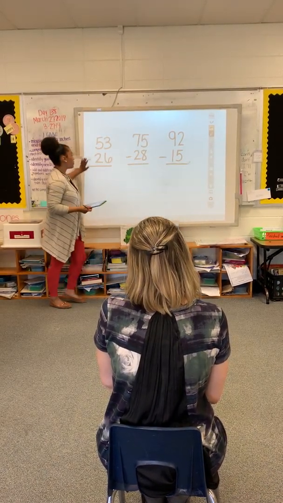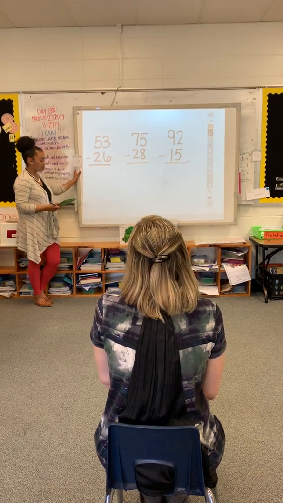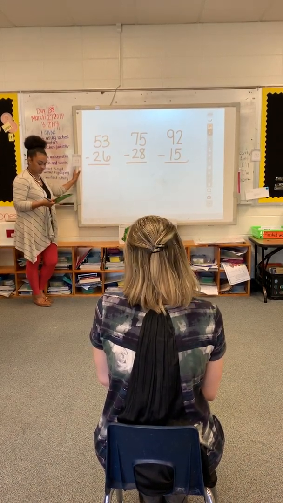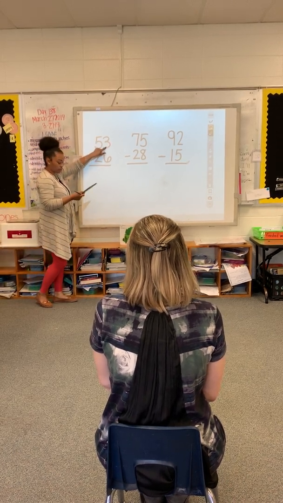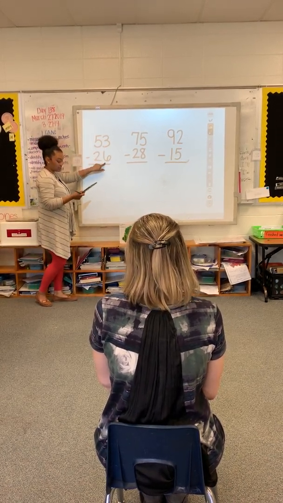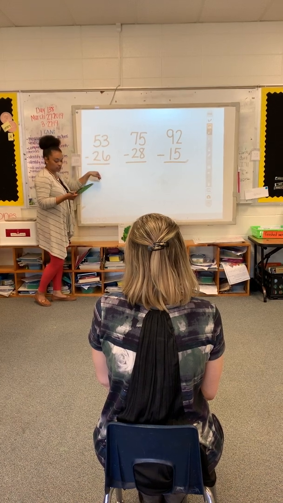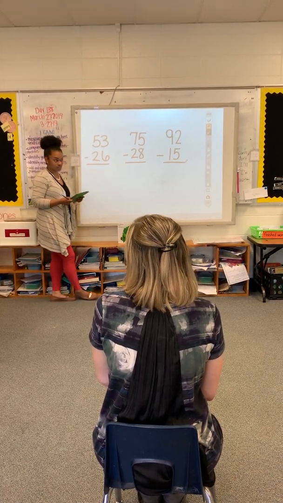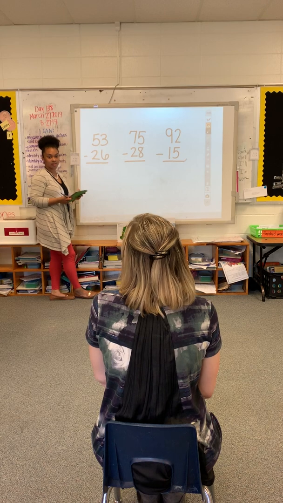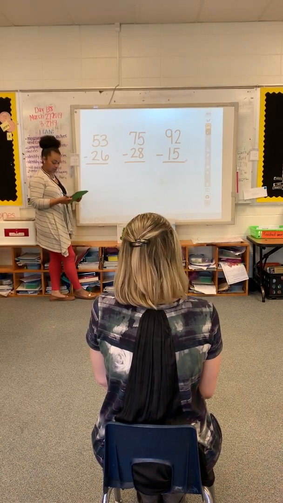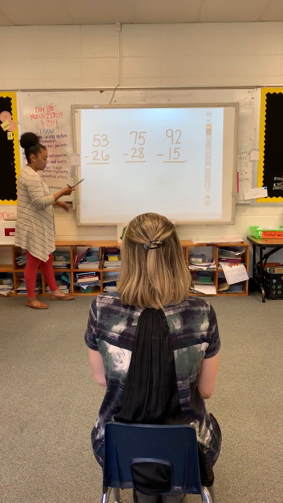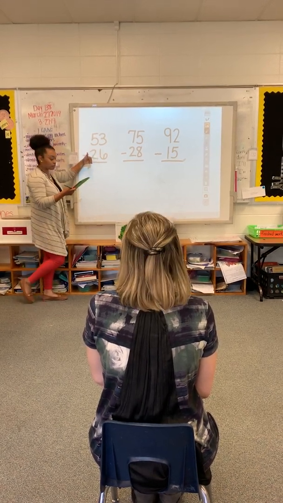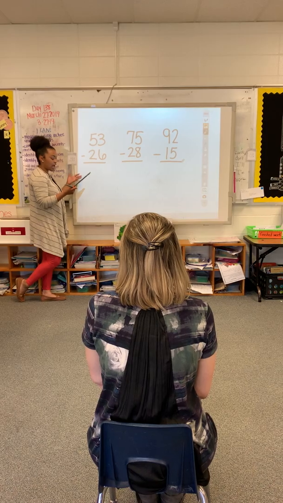All right. Can you read this first one for me, Jessica? 53 minus 26. Good. The ones column tells us to start with 3 and take away 6. What does the ones column tell us to do? That we need to rename. We rename because we're starting with 3 and taking away 6. Good. So we need to rename. Yes, so we're starting with 3, taking away more than 3, correct? Yes. All right. So here's how we rename.